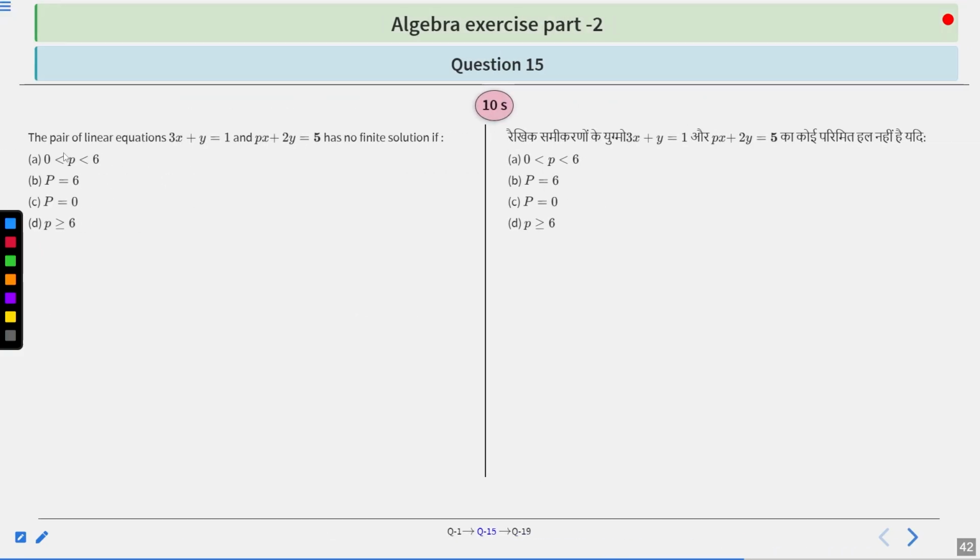Next, the pair of linear equations 3x plus y equal to 1 and px plus 2y equal to 5 has no finite solution if option A, p is greater than 0 but less than 6. Option B, p equal to 6. Option C, p is equal to 0. And option D, p is greater than or equal to 6. These are the options. And I'm giving you 10 seconds to find out the correct answer. After that, I will do the solution.